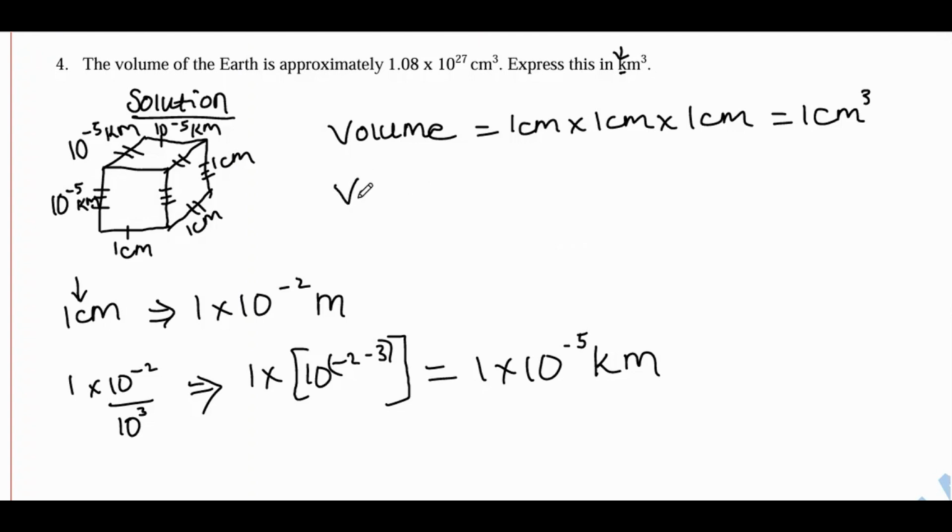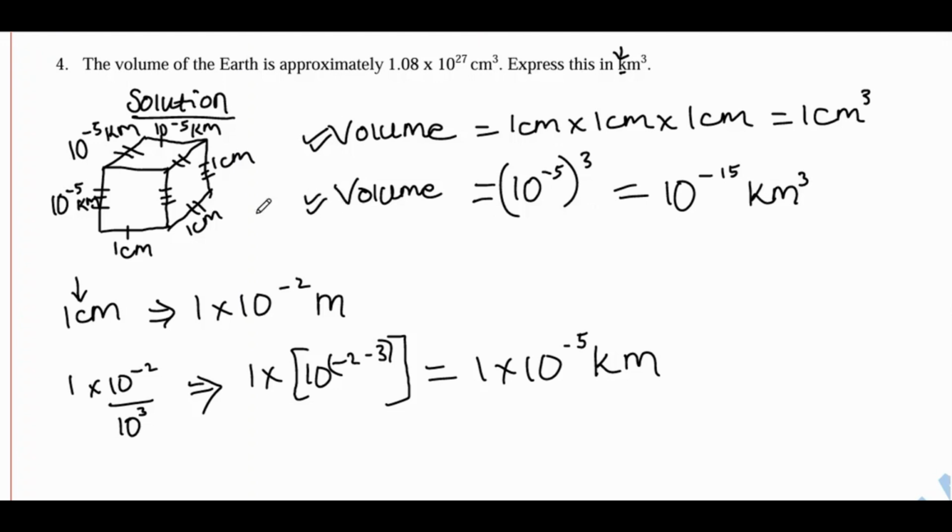Now the volume can as well be found, now in the kilometer unit, by multiplying. And from our last session on indices, we said if we have to multiply three numbers which are similar, 10 raised to power negative 5 times 10 raised to power negative 5 times 10 raised to power negative 5, is just to cube this one, and we have to multiply the powers, which gives us 10 raised to power negative 15 cubic kilometers.